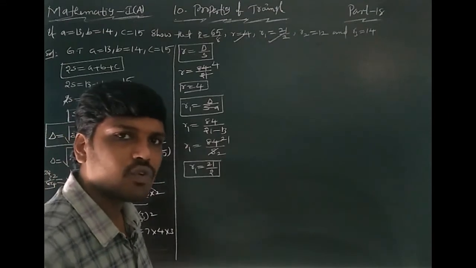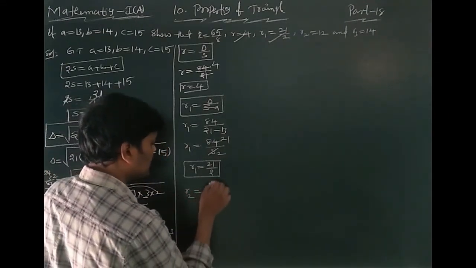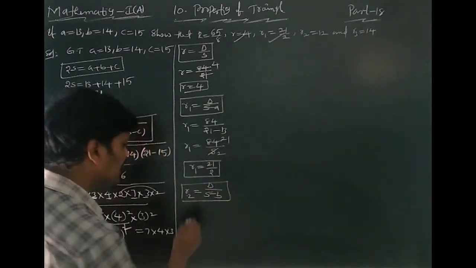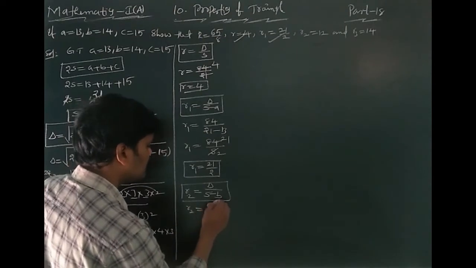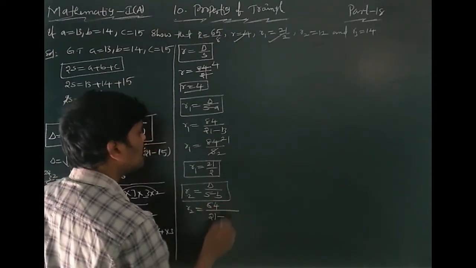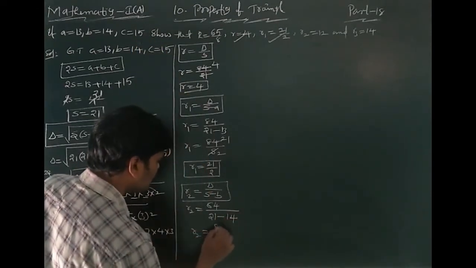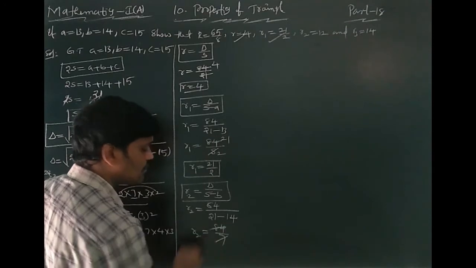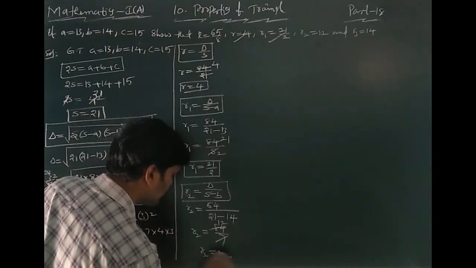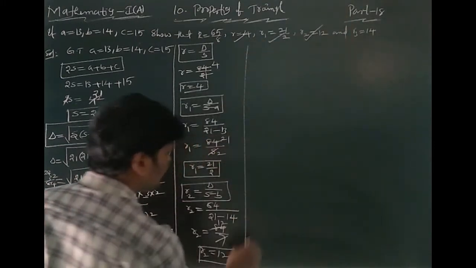That is the problem. Next, R2 equals delta by s minus b. This is the formula. In this formula, you write the delta value 84 by s value 21 minus b value 14. R2 equals 84 by 7. 7 twelves are 84. Then R2 equals 12. R2 equals 12 is also completed.